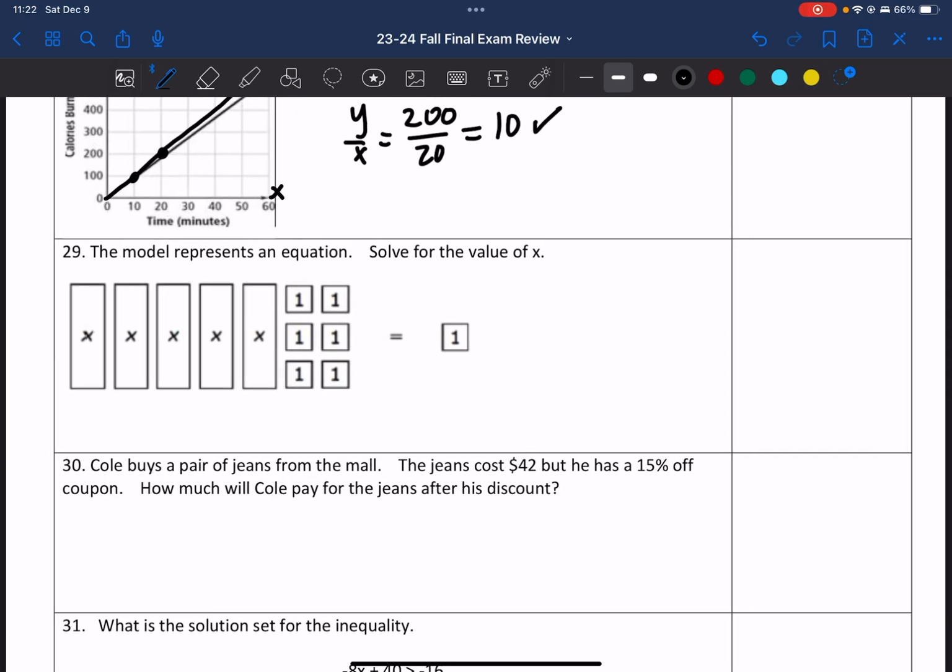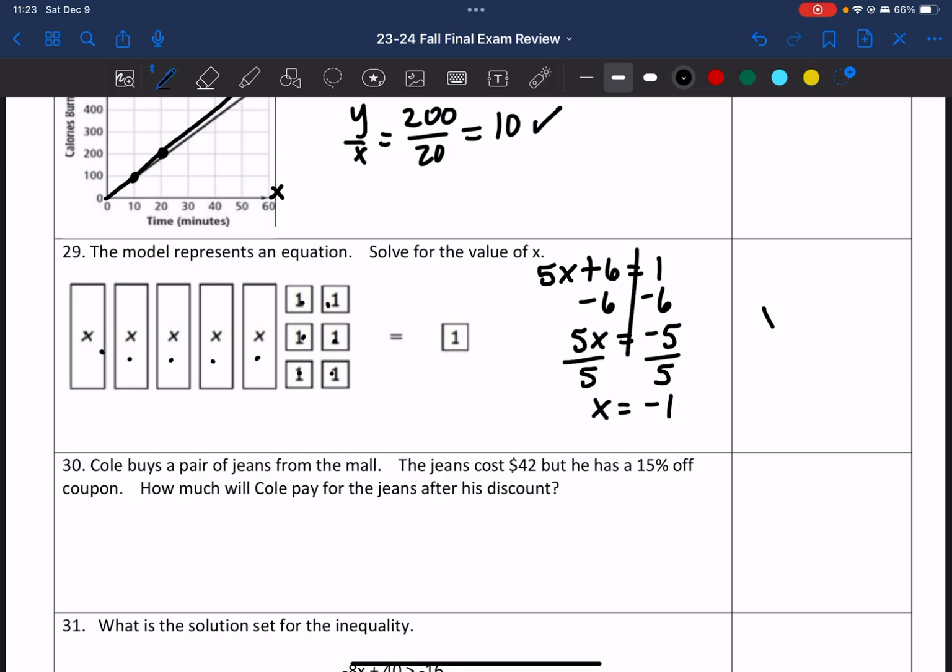All right, let's go to number 29. The model represents an equation. Solve for the value of x. So what we first have to do is write an equation. This is going to be 1, 2, 3, 4, 5. So that would be 5x plus 1, 2, 3, 4, 5, 6 is equal to 1. Now, all of these are positives because none of them are shaded. So here, let's do minus 6. 5x is equal to negative 5. 6 minus 1 is 5, but it's a negative because 6 is bigger. Divide by 5. X is going to be equal to negative 1.